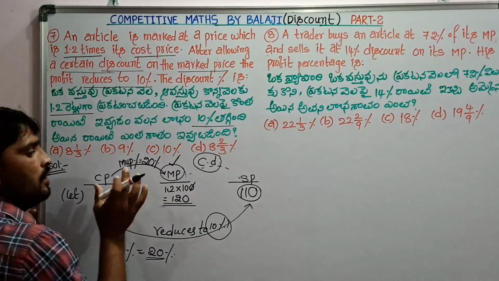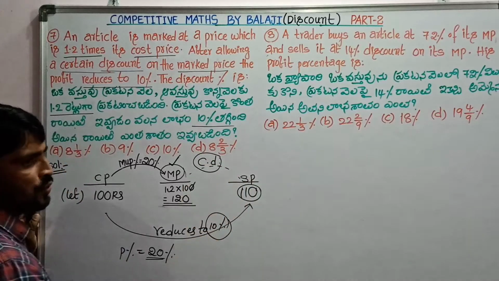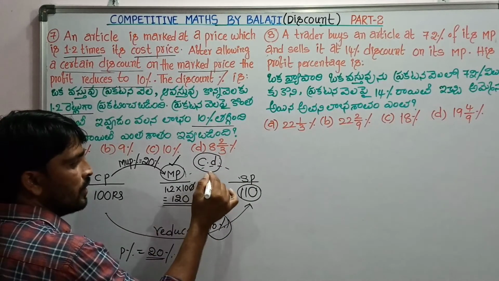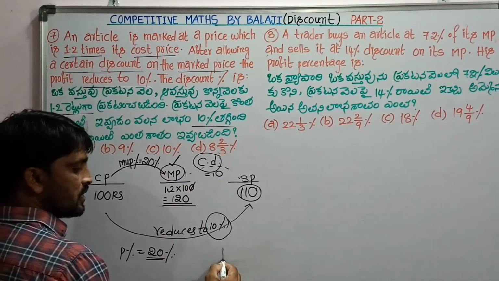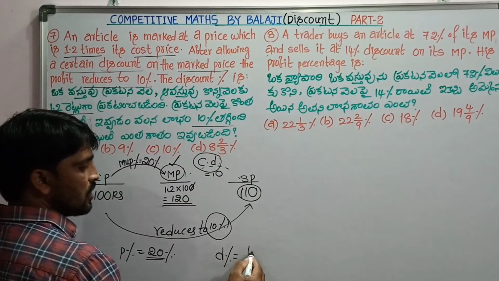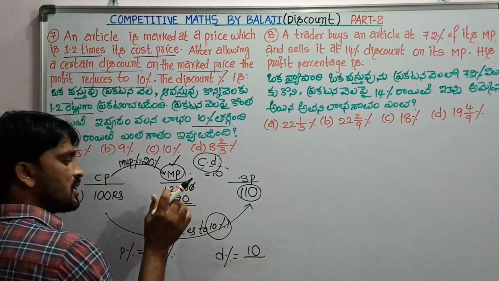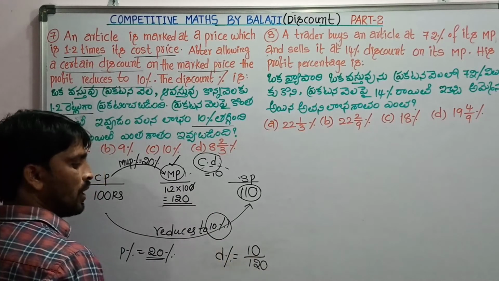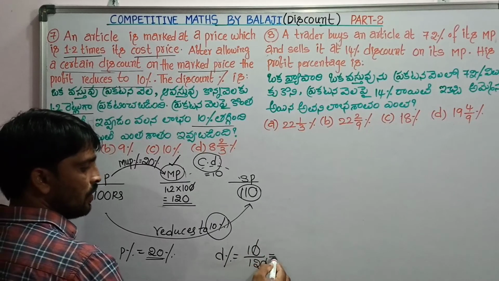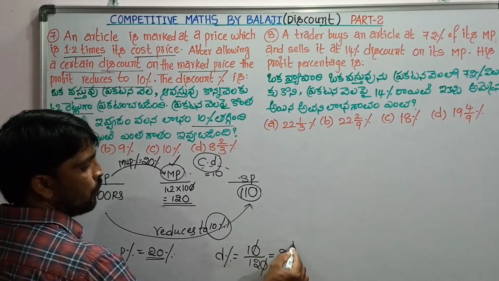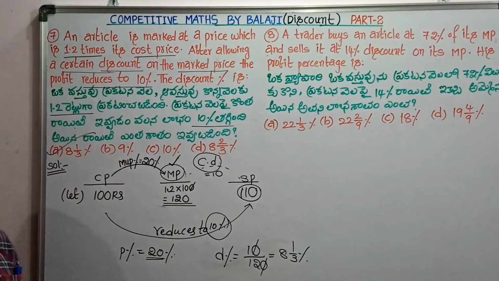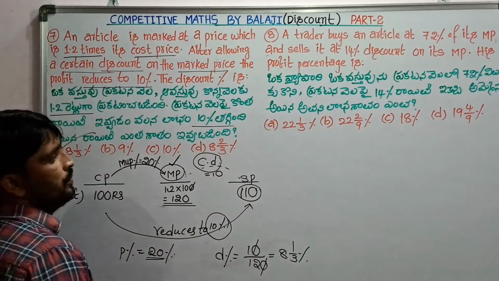Cost price is 100, with 10% profit the selling price is 110 rupees. We have to find the discount. What is the discount he gives? 10 rupees discount. Discount is always allowed on the marked price, so the base is the marked price 120. The 0 gets cut, 1 by 12 is nothing but 8 whole 1 by 3%. So the discount is 8 whole 1 by 3%. Okay. Next question.